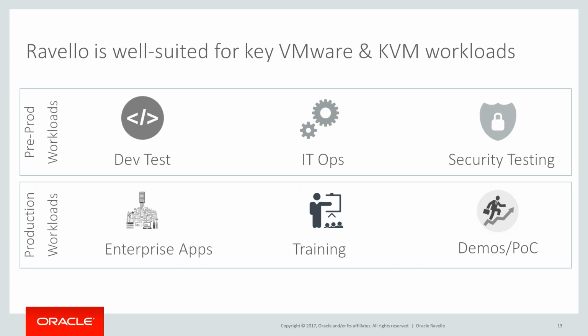Now let's just quickly touch on some of the use cases where Ravello is suited. So remember I mentioned at the beginning, and Charles is going to go into this in a lot more detail, and he'll highlight some of the use cases that are applicable to Oracle users. So you can look at pre-production workload for dev tests, for IT ops, or security testing is a good one because nobody is going to do security testing against their own data center.